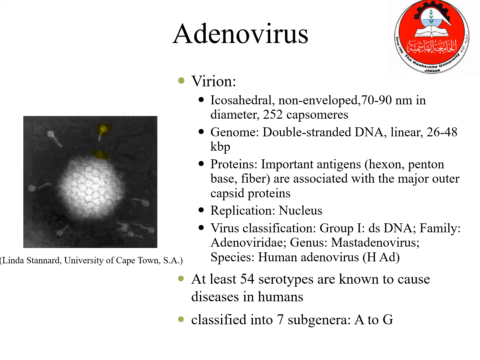The adenovirus is a DNA virus, so it replicates in the nucleus, and there are more than 100 serotypes of the adenoviridae. 54 to 57 serotypes are known to cause disease in humans, and the adenoviruses are classified into 7 subgenera from A to G.